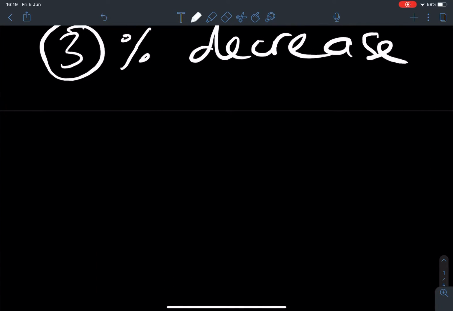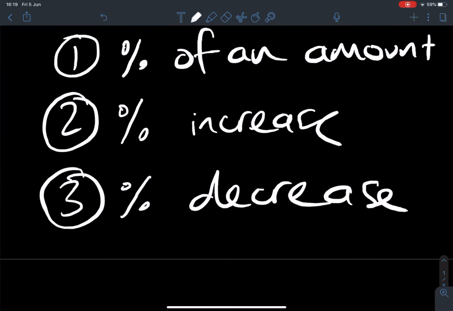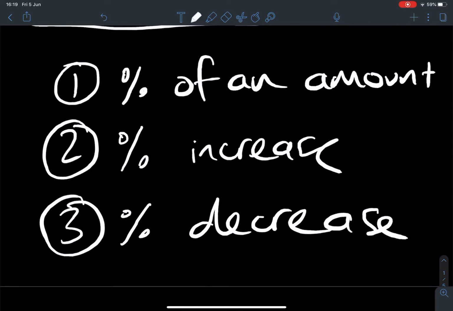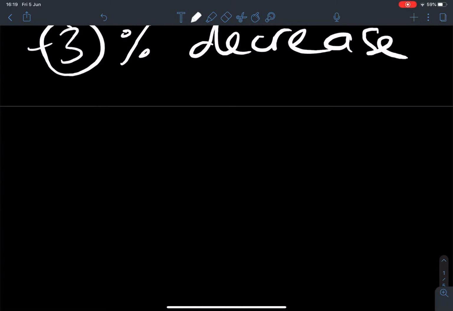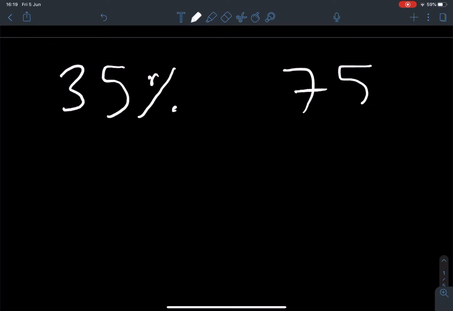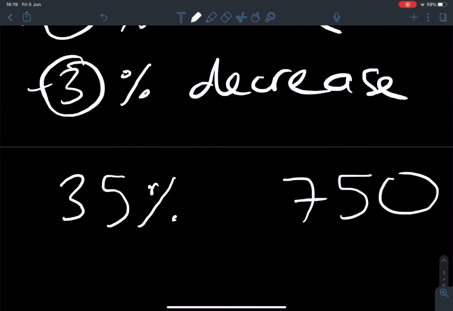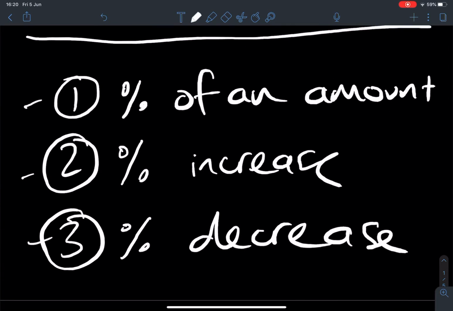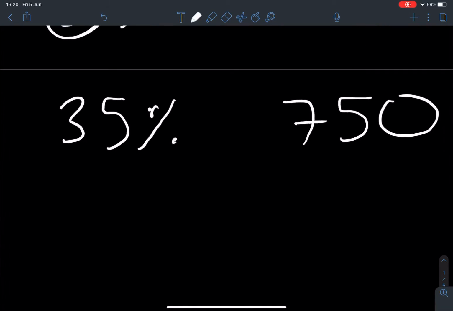In order to do that, we're going to use the same percentage and the same amount for these three different scenarios. So let's say the question is always going to be based on 35% and let's say based on 750, for example. So the first thing we're going to do is work out percentage of an amount. So let's start off by doing 35% of 750.